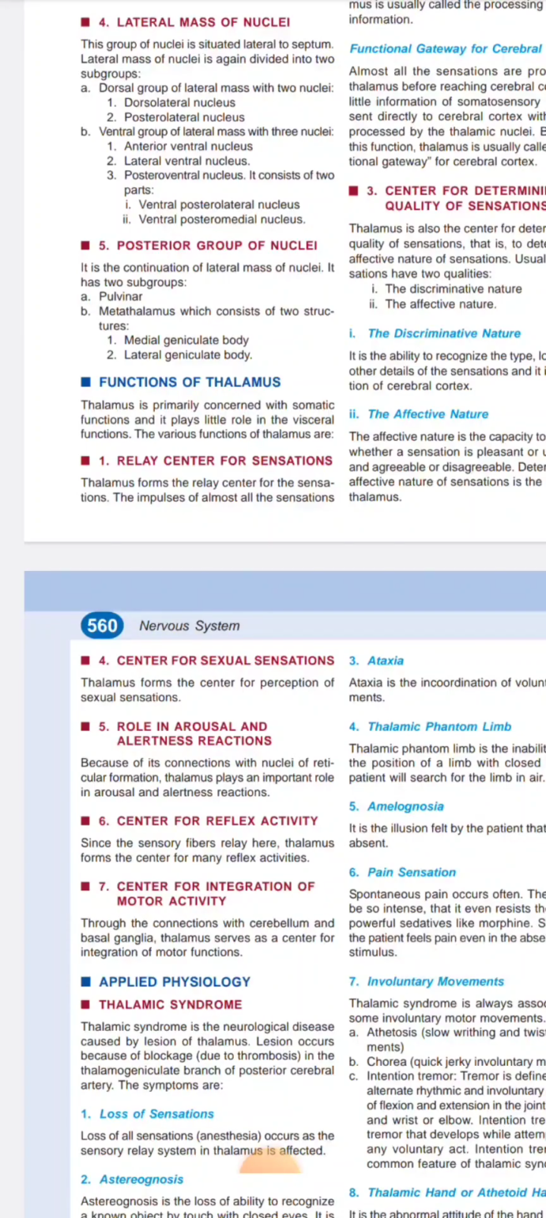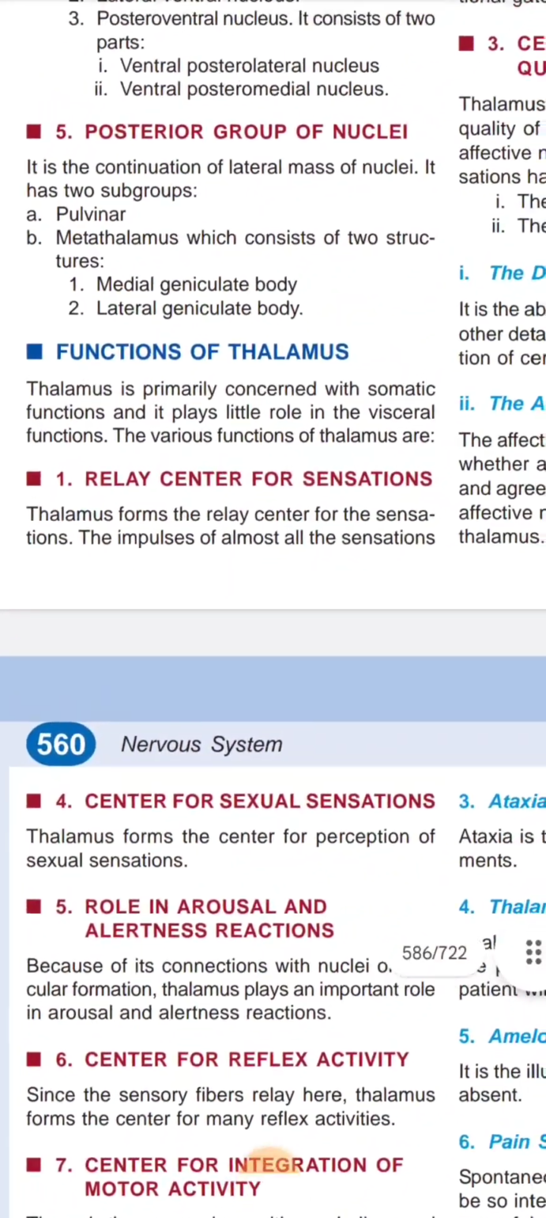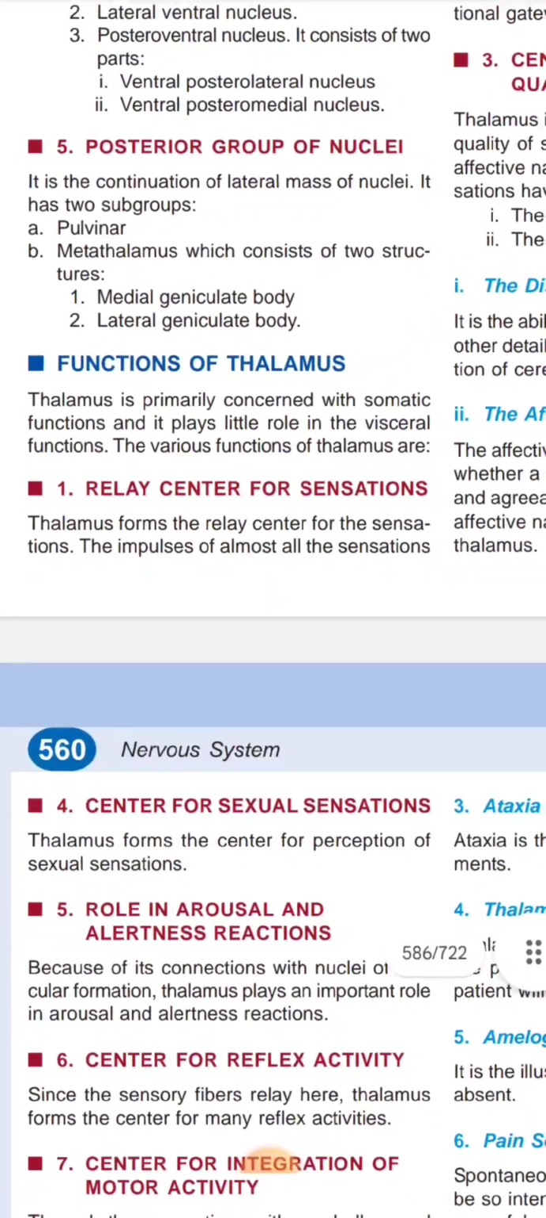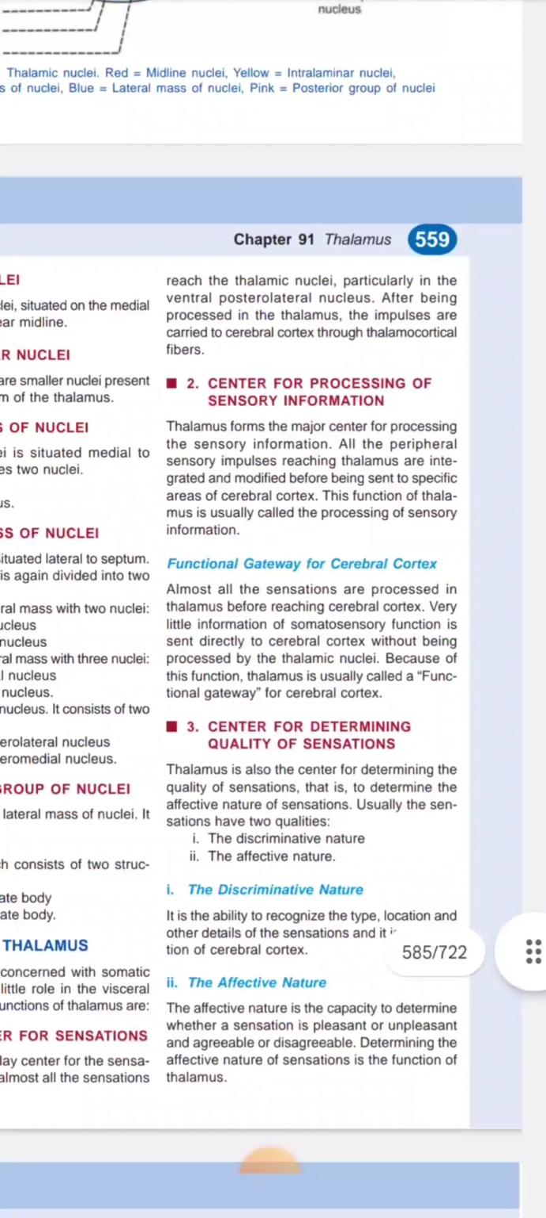First function is relay center for all sensations, means all ascending and descending tracts will terminate in the thalamus. Third order neurons, second order neurons terminate in thalamus. Okay, that's what the answer is.